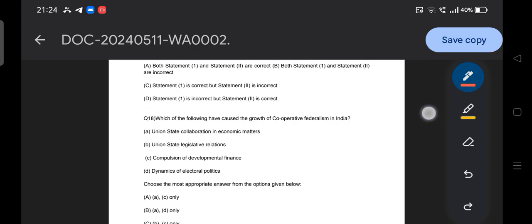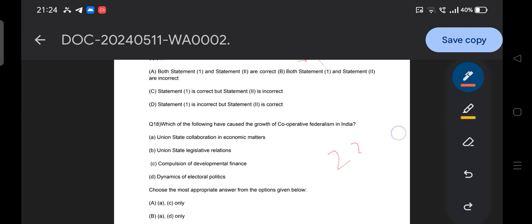Then moving to the next, question number 22: which of the following have caused the growth of cooperative federalism in India? So what is cooperative federalism in India? Cooperative federalism is where the center and state work in a coordinated and cooperative manner, having mutual understanding between both governments, center and state. For example, the GST Council, Interstate Councils, and Niti Aayog are examples of cooperative federalism.